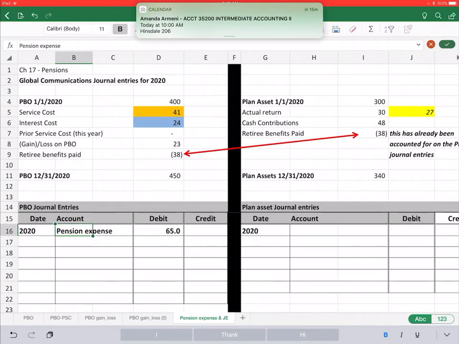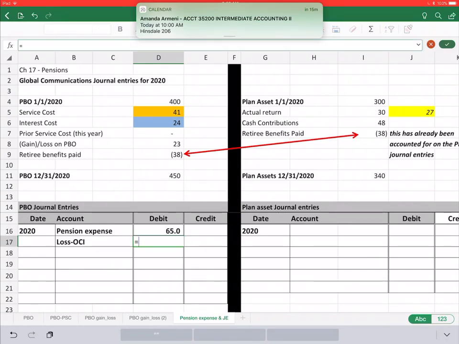You could do pension expense twice to show the two of them, or you can add them together and have one debit to pension expense. It really doesn't matter. So pension expense accounts for the service cost and interest cost. Then we also learned in the previous examples that the way that we account for a loss is by debiting loss, other comprehensive income. And so that loss of 23 million is going to be the debit to other comprehensive income.